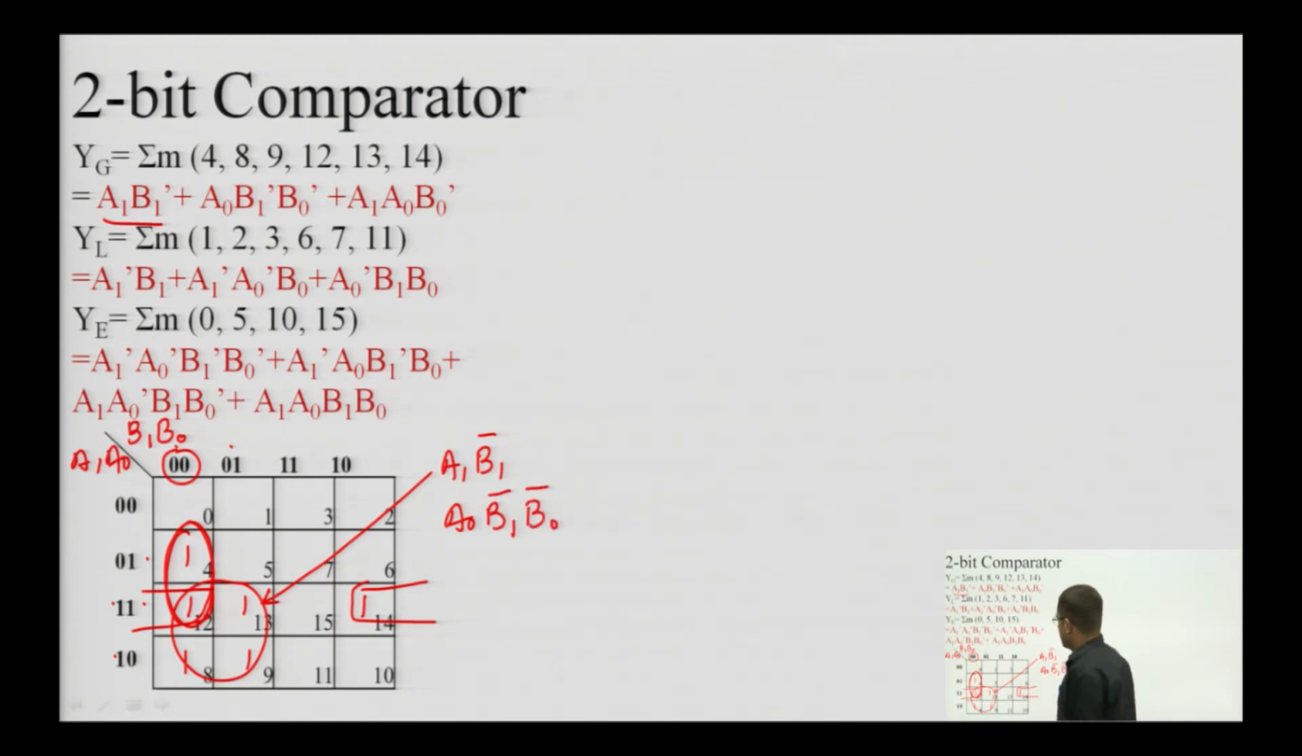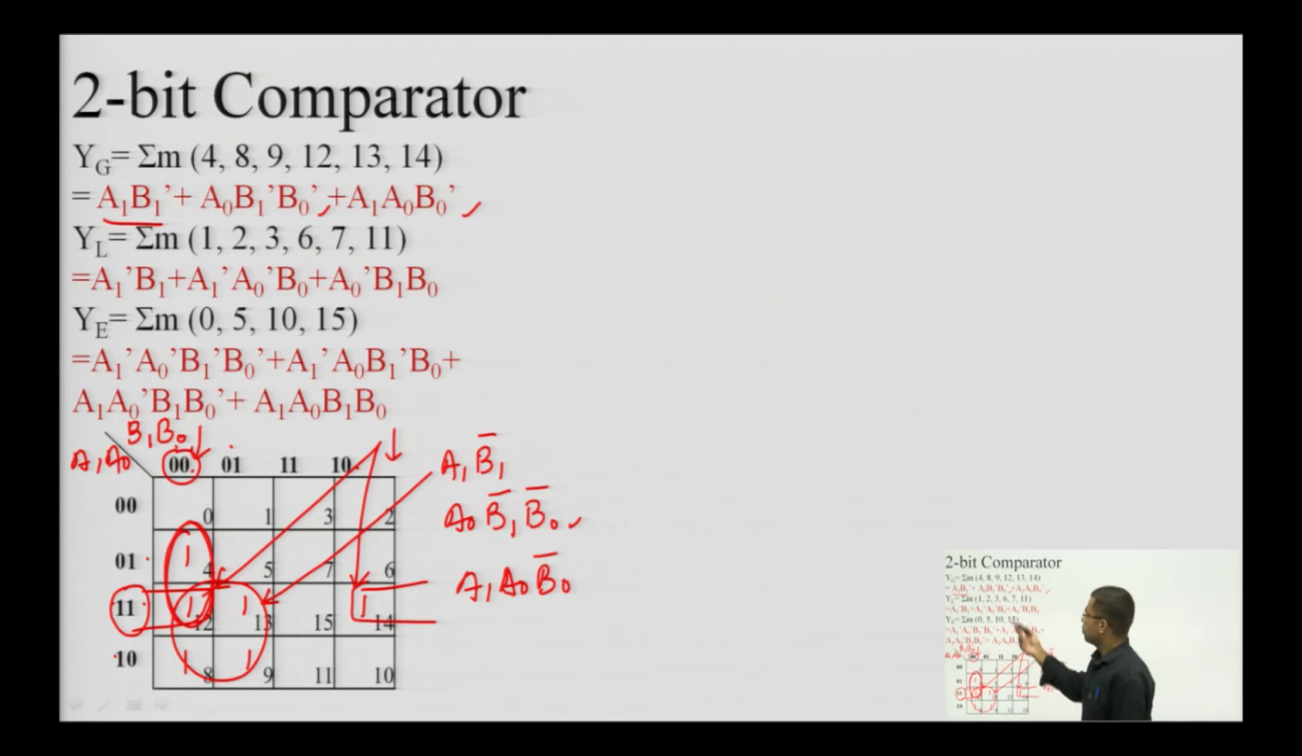Okay. Similarly, for this pair we can see that this 1 1 is common, which corresponds to A 1 A naught, and from the last two columns, we can see that this second 0 is common, which corresponds to B naught complement. So, we can see that A 1 A naught B naught complement, and this one is A naught B 1 complement B naught complement. So, this is the expression for y g.